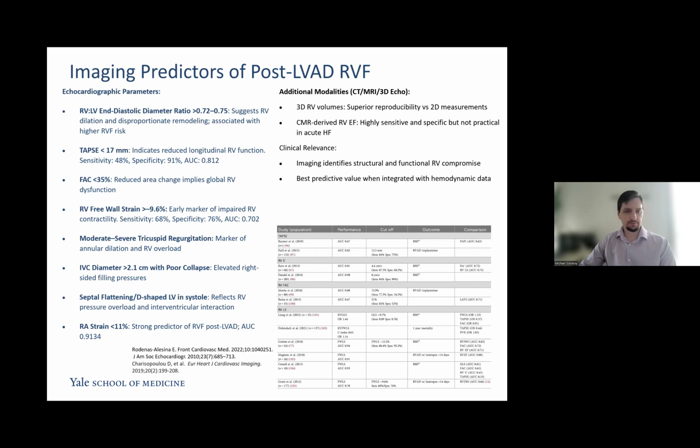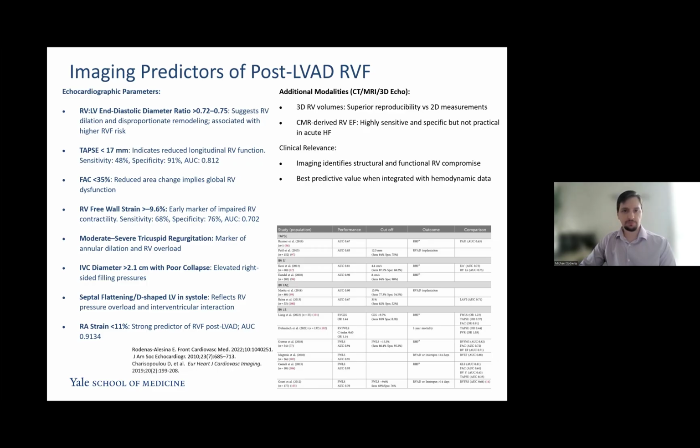Moderate to severe TR is often used. The IVC diameter was looked at. Septal flattening and D-shaped septum is, of course, a sign of RV failure. And then if you have it, right atrial strain in some small studies has actually been shown to be a reasonable predictor of RV failure post LVAD with an area under the curve actually of 0.91. But those are some smaller studies and not widely used as of yet.